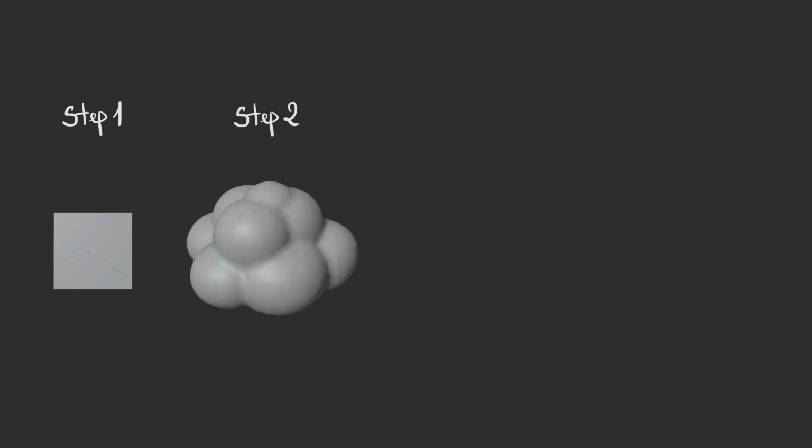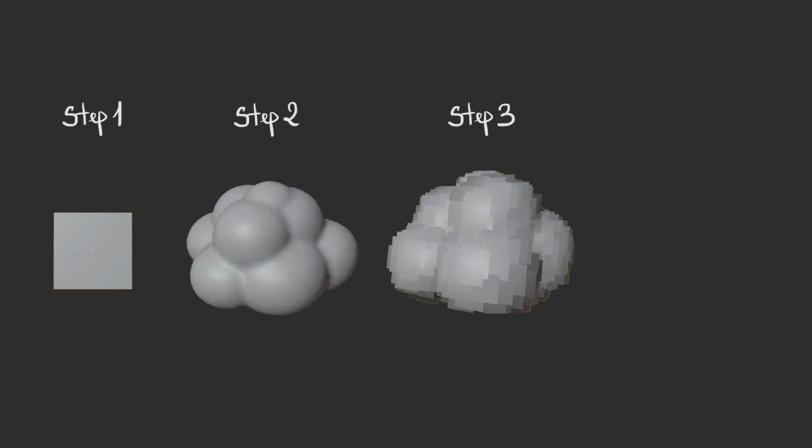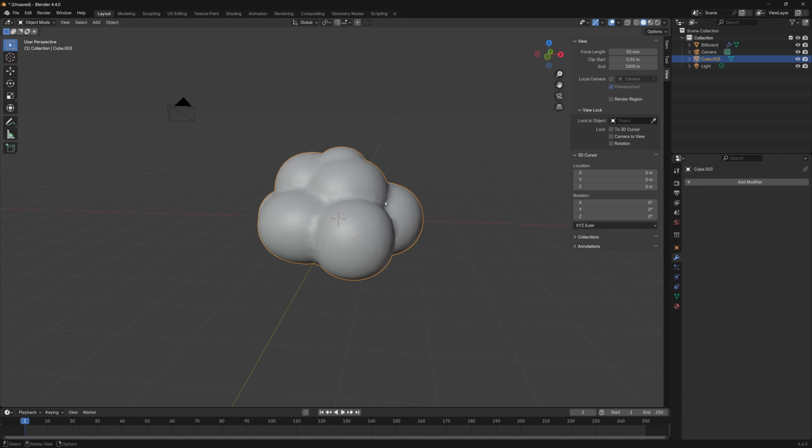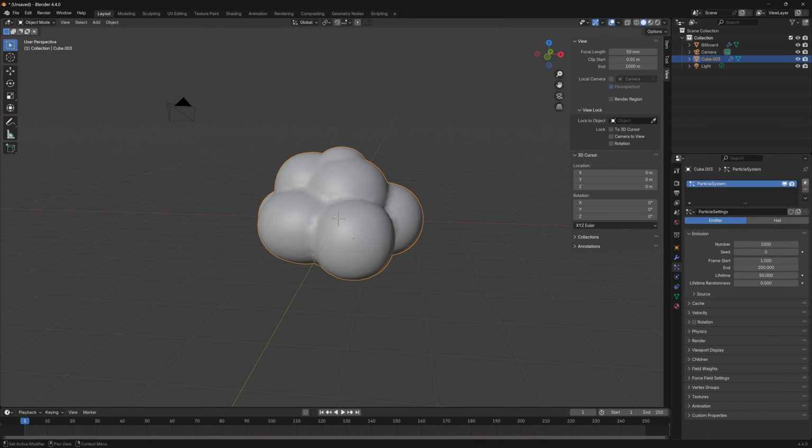So now we will create a particle system from this shape. Go back to object mode, and then I will go to the particle properties and add a new particle system. Let's also name this particle system billboard.